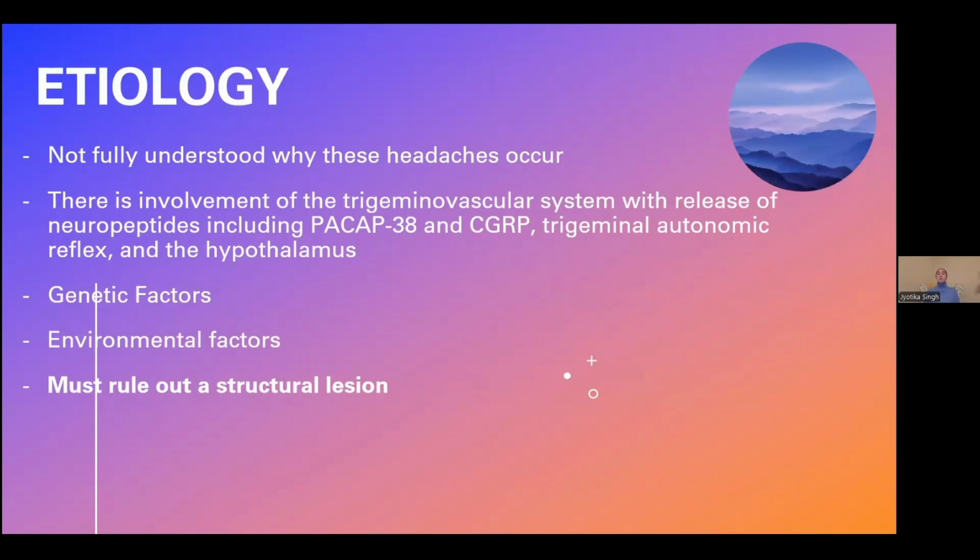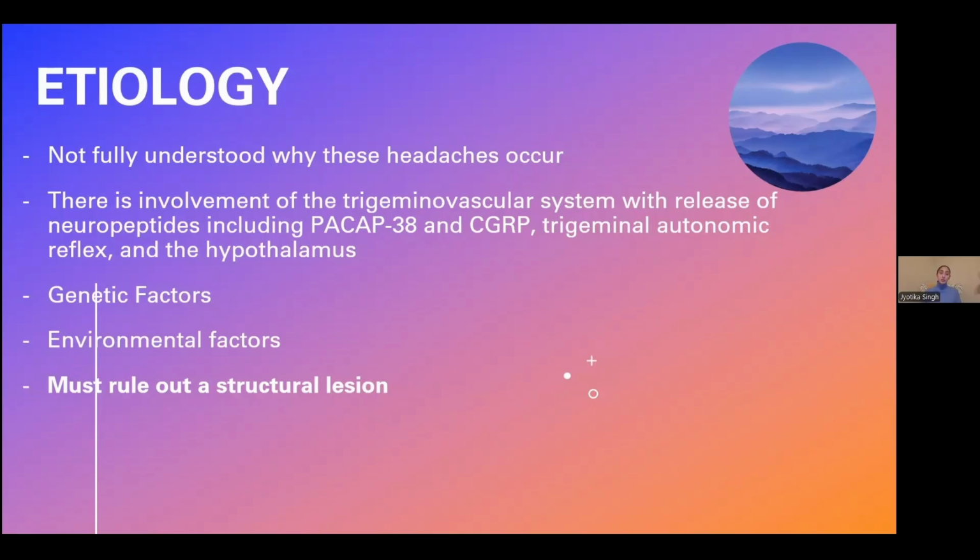PACAP and CGRP. The trigeminal autonomic reflex gets involved, and that's how you get those autonomic symptoms. And the hypothalamus, a specific part of the brain, is also involved. And that's why sometimes some of these headache disorders have a rhythmicity to them. There are some genetic factors that are associated with these headaches, some environmental factors.